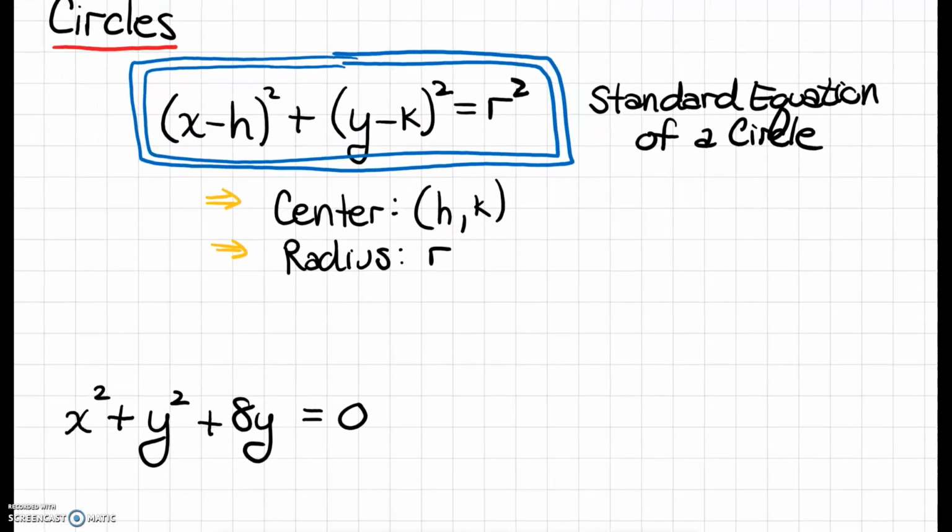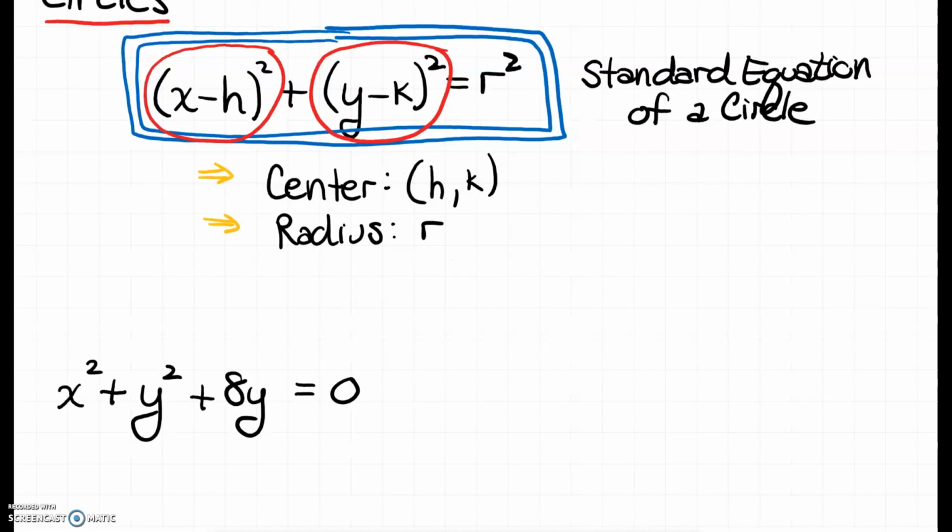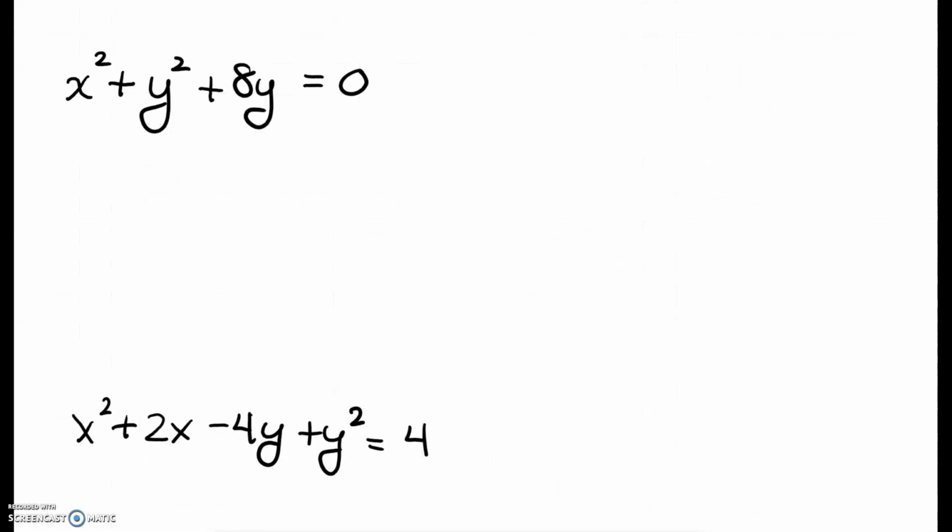So how do we put this into the standard form for a circle? Well, I want you to notice that in the standard equation of a circle, these are perfect squares. They are perfect square trinomials. So what we're going to do is complete the square for each of these equations. The first thing we do is, if there's a constant, we move the constant to the other side. But I want you to notice here, there's no constant. Every term here has a variable in it.